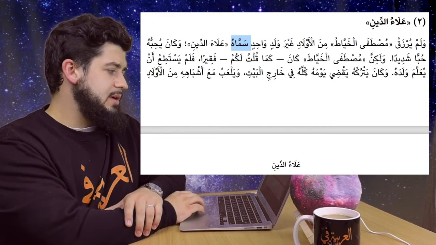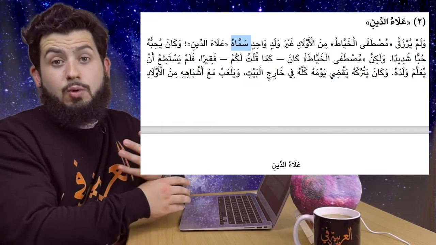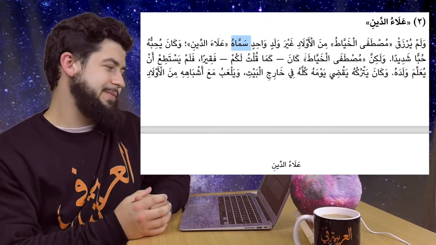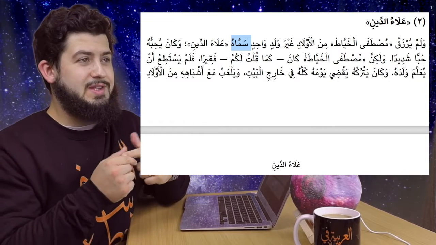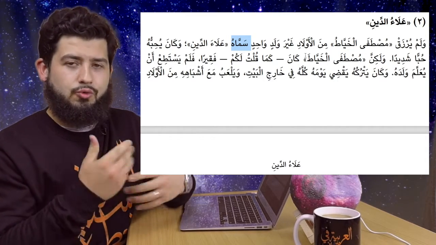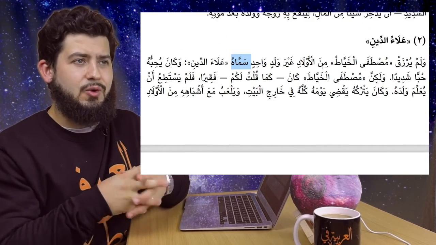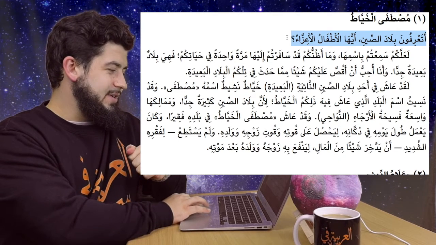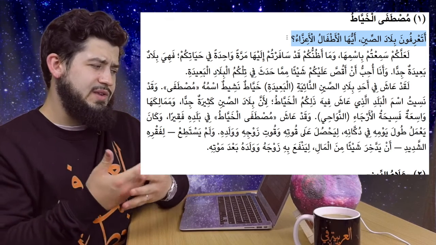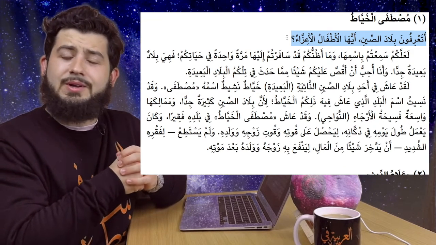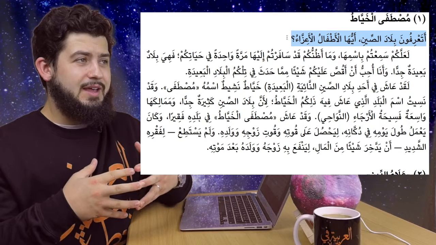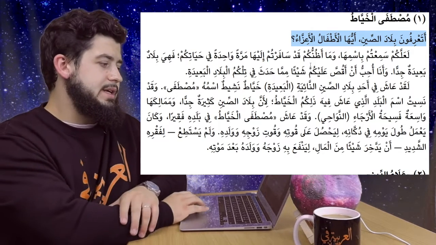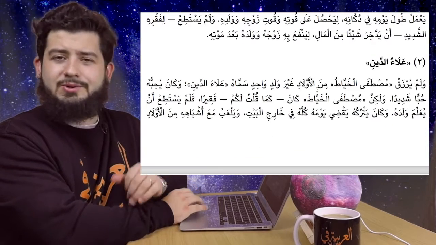Good. Kana kama qultu lakum. So kana, he was, kama qultu lakum, as I said to you, as I told you. The style which the author is using here is very oral. It's very much how you would tell an oral story. Even at the beginning, if we go back to here, the writer is saying, أتعرفون بلاد الصين أيها الأطفال الأعزاء. It's meant to be read like an orally told story. Do you know the land of China, oh dear children?